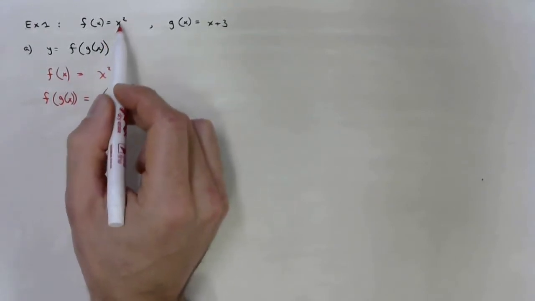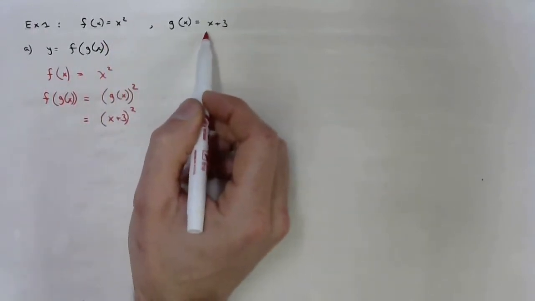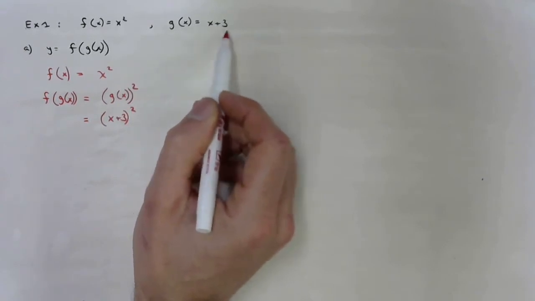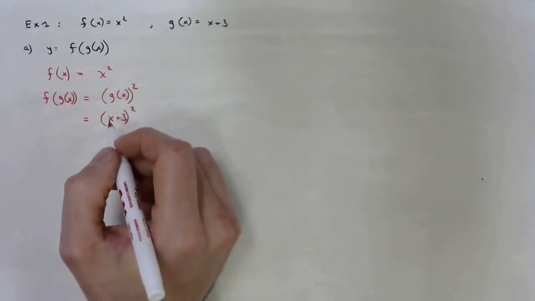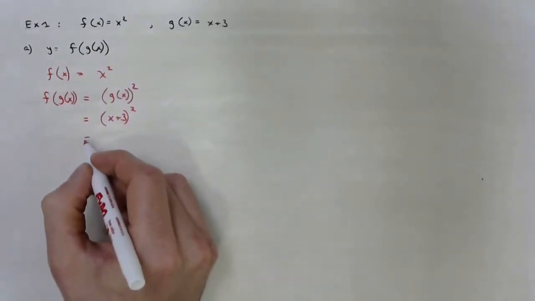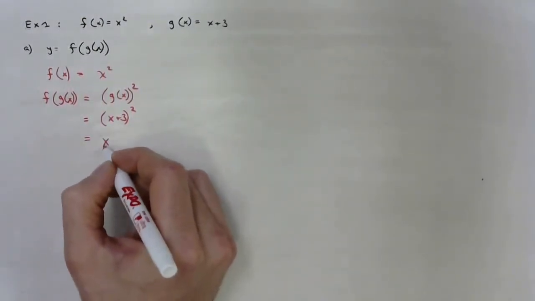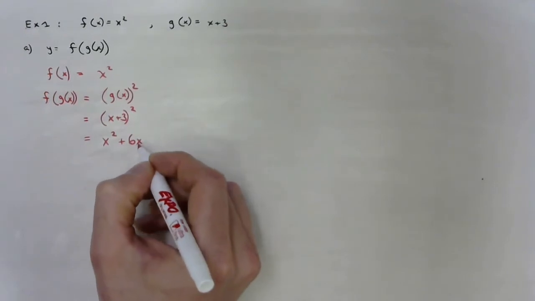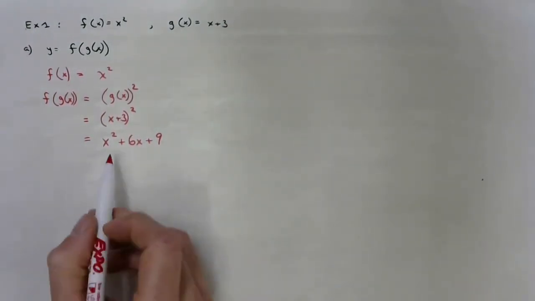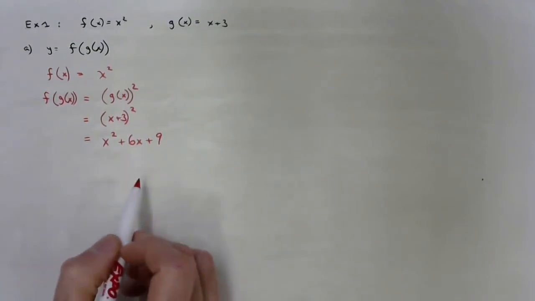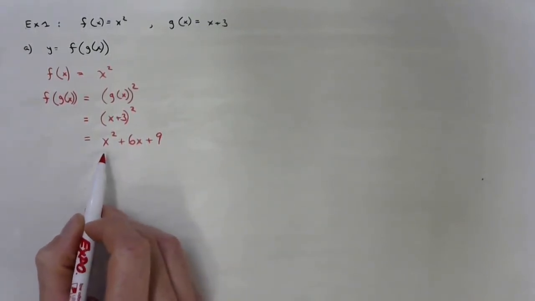F of x says square the variable. G of x says add 3 to the variable. So I'm going to add 3 to it, and then I'm going to square it. Okay? This is basic algebra. This is a binomial squared. We know that this ends up as x squared plus 6x plus 9. Okay, that one is done. It's a quadratic function. There are no restrictions on x. So the domain is all of the real numbers.